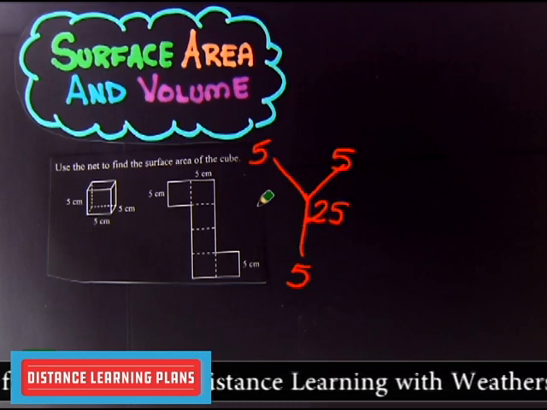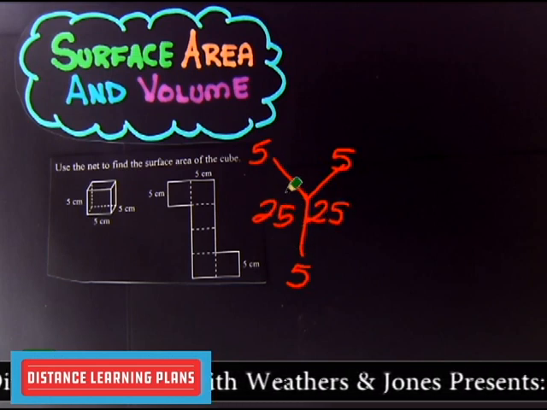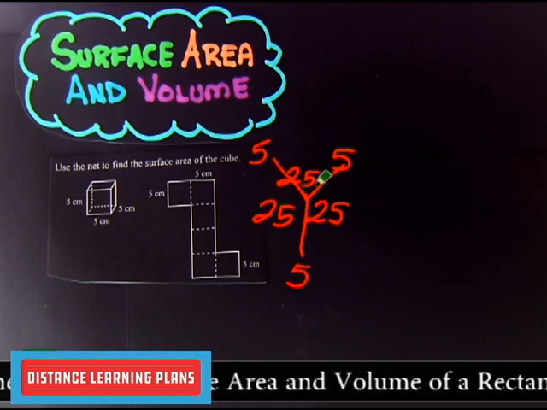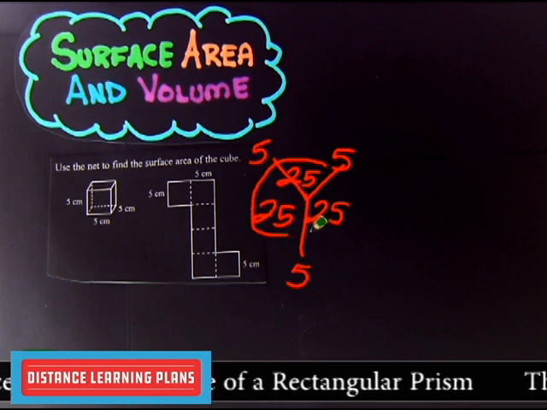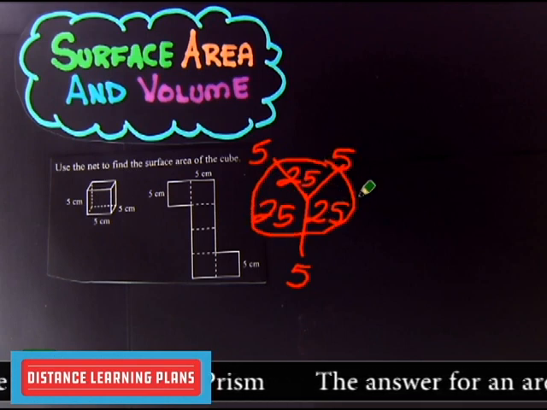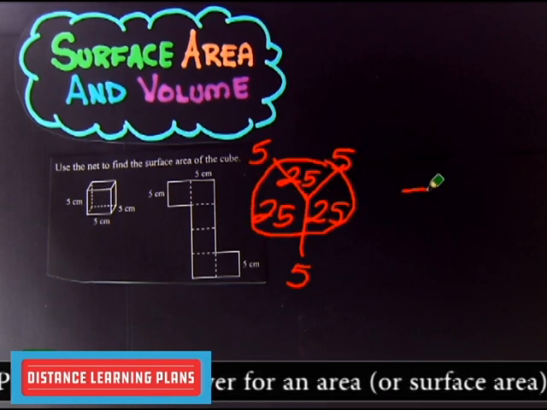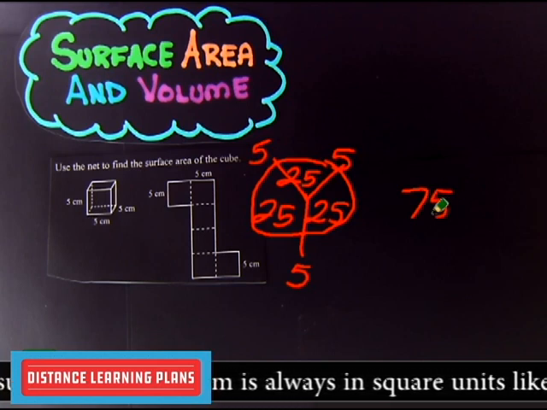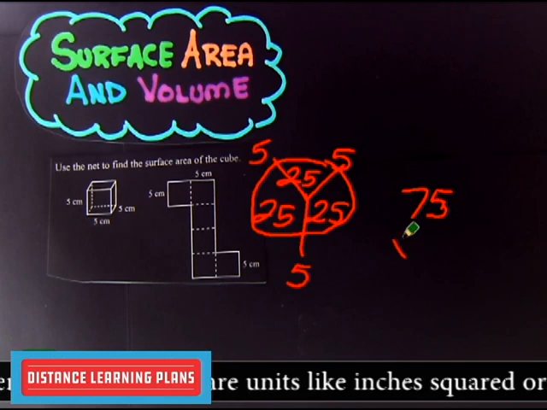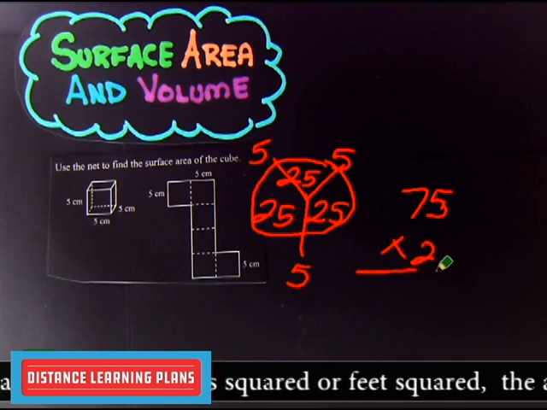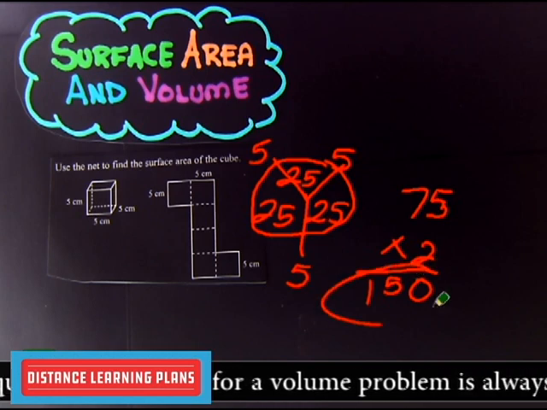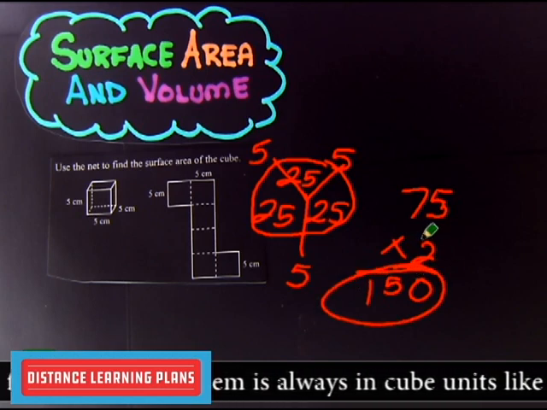5 times 5, 25. And 5 times 5, 25. And then we're going to add these 3 up. 25 plus 25 plus 25 equals 75. And then don't forget, you have to multiply by 2. So 75 times 2 is 150. 150 centimeters squared.